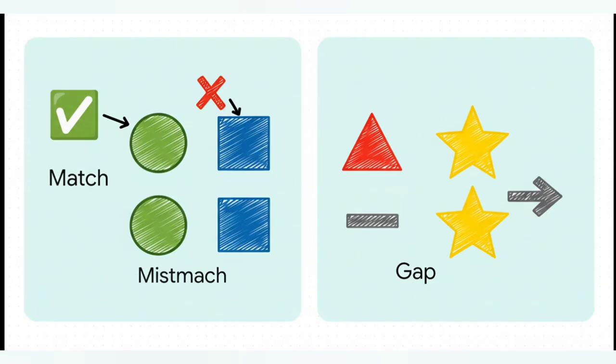So it all breaks down into three simple ideas. When things line up perfectly, that's a match. When they're different, it's a mismatch. And when something is missing from one sequence, we call that a gap. These three concepts, matches, mismatches, and gaps, are the absolute foundation of sequence alignment.